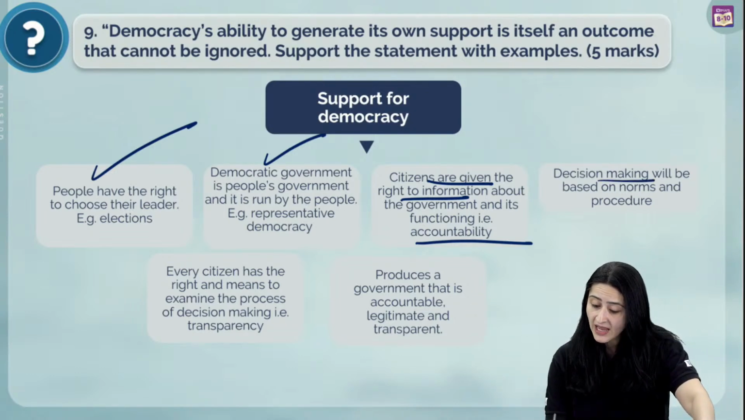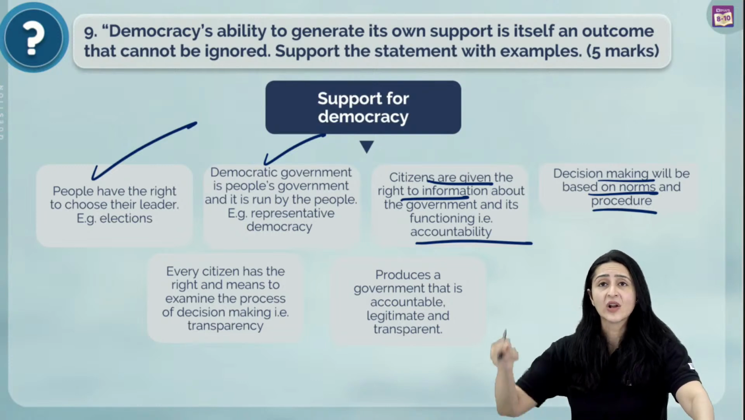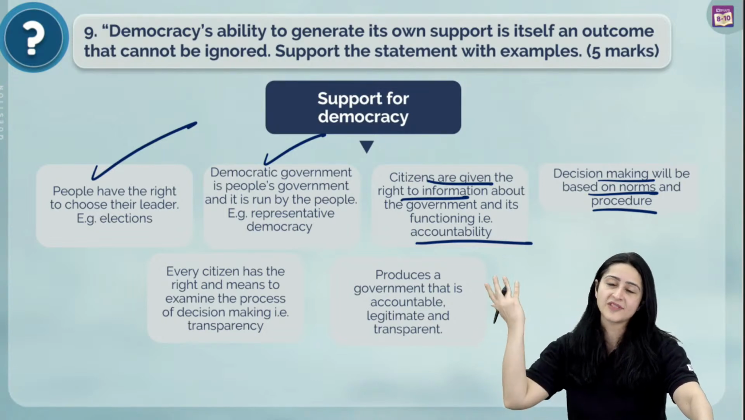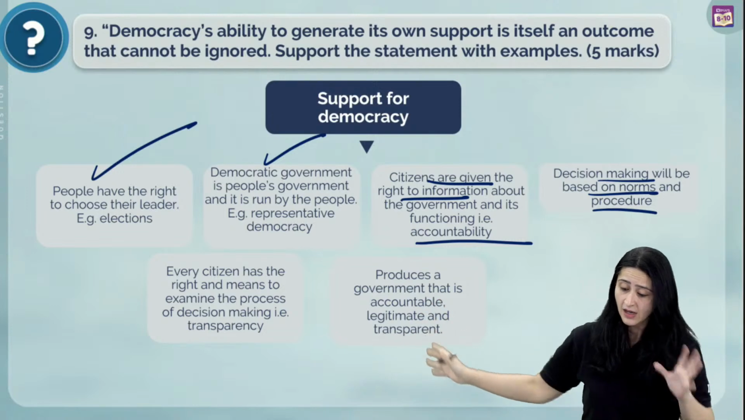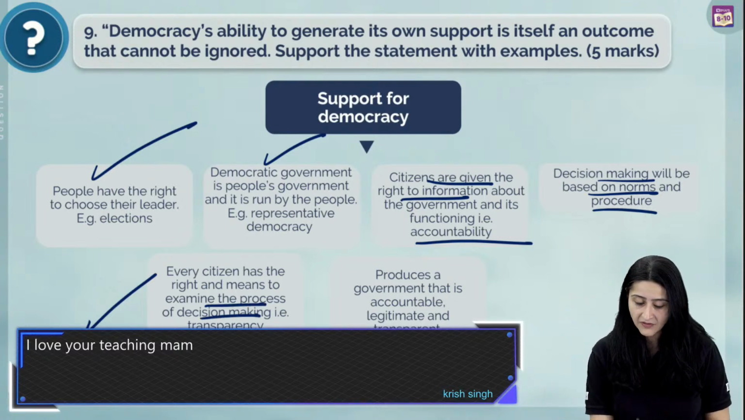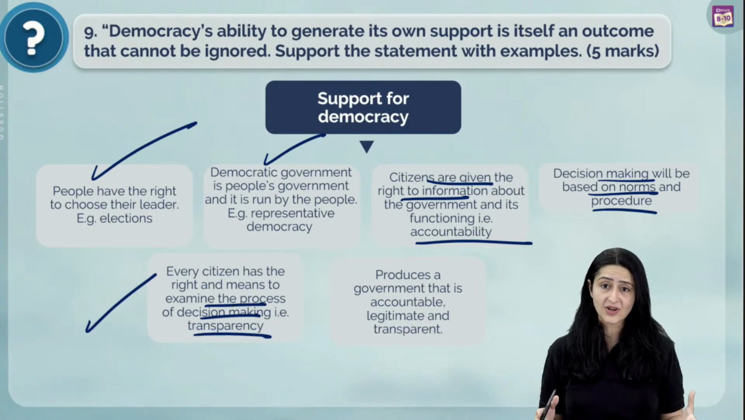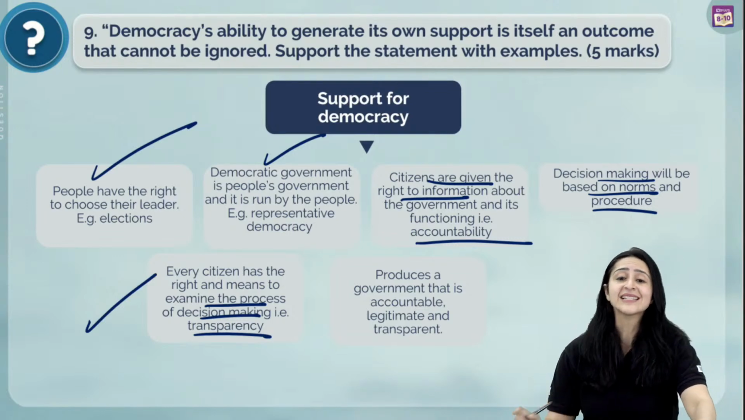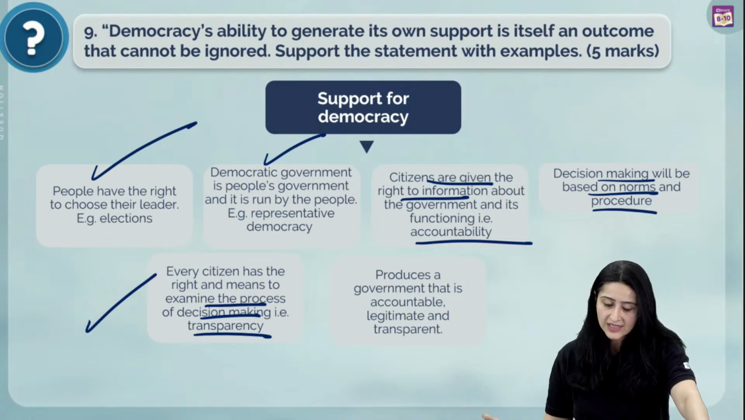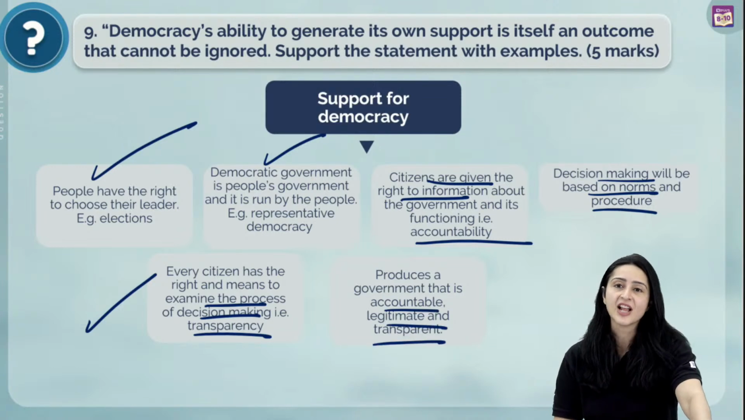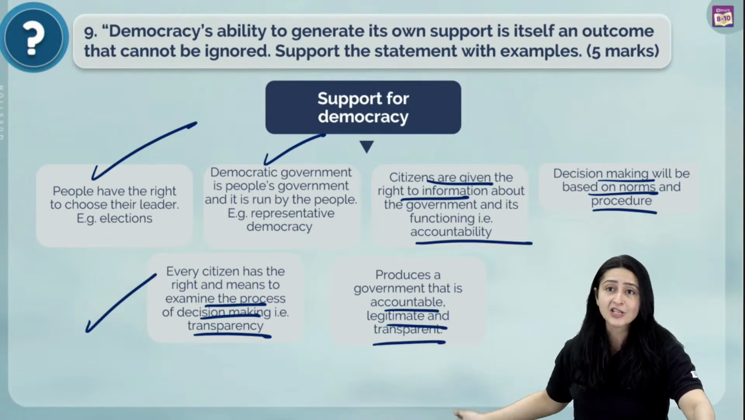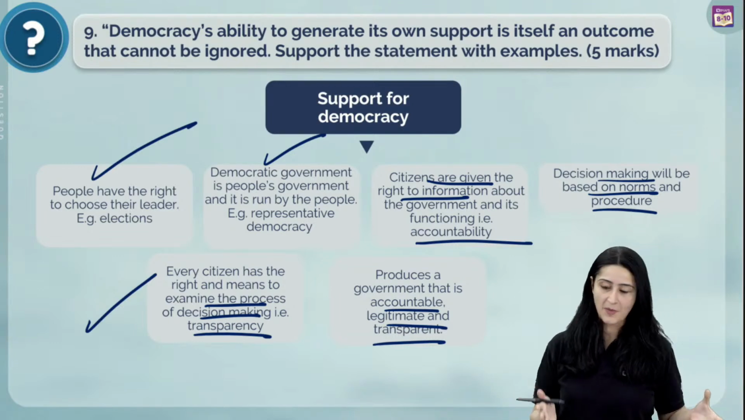In democracies, decision making will be based on norms and procedure. It requires certain practices, rules, etc. It cannot just be done based on the decision or the whim of some person, right? So there are proper practices and norms and procedures for this. In a democracy, every citizen has the right and means to examine the process of decision making, which means again there is transparency. And yes, Nikesh, it will make power not to concentrate in the hands of one ruler. Absolutely right. This is correct. Produces a government that is accountable, legitimate, and transparent. So you understand why there would be support for a democracy, because of all these benefits. These features are the reason that people want a democracy, right?